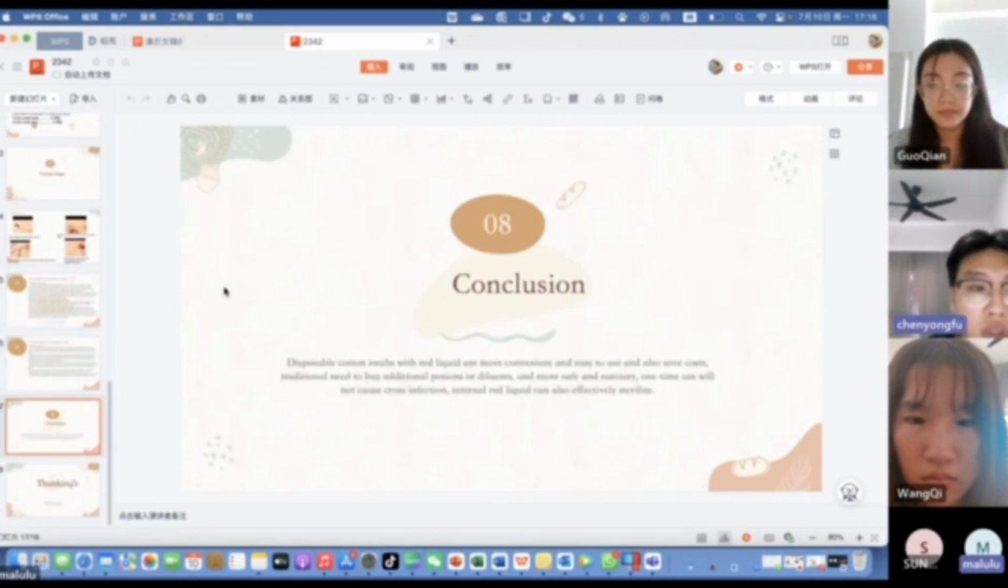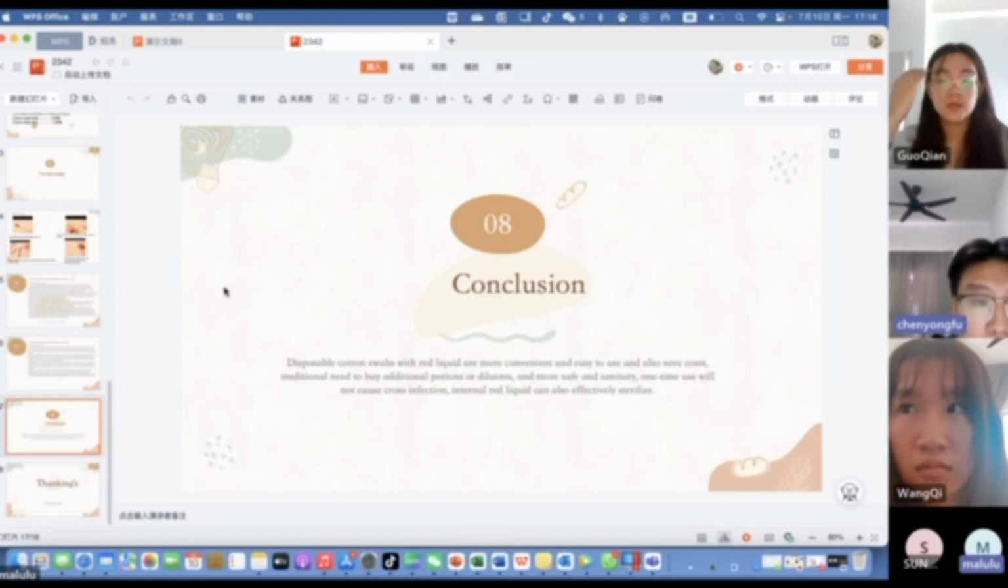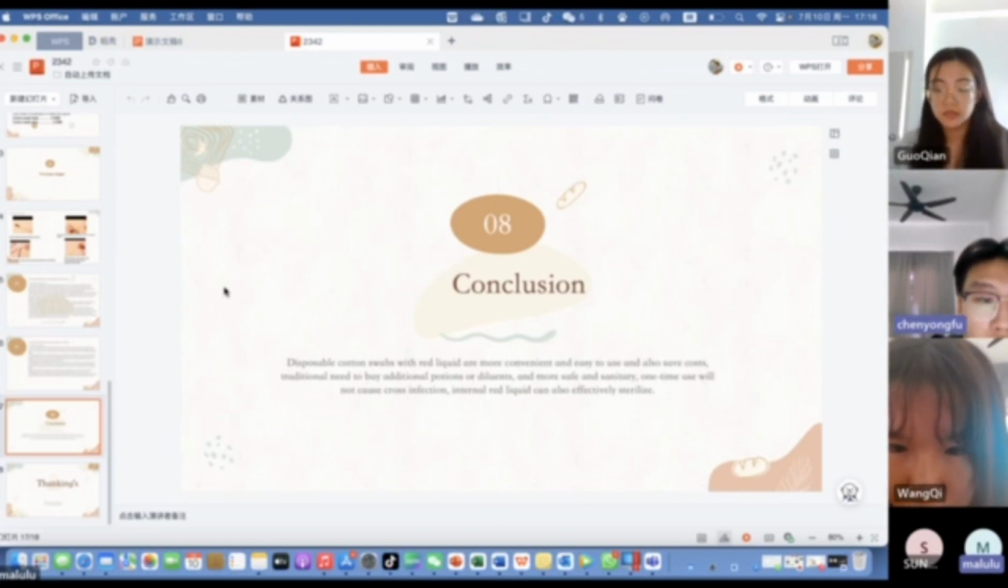Our product is more convenient and easy to use and also safer. Traditional ones need to buy additional purchases and are more costly, while ours is more sanitary. One-time use will not cause infection, and the material can also be effectively sterilized.